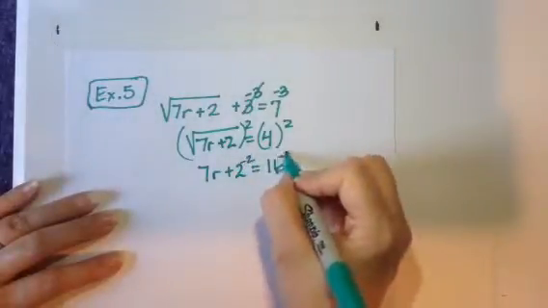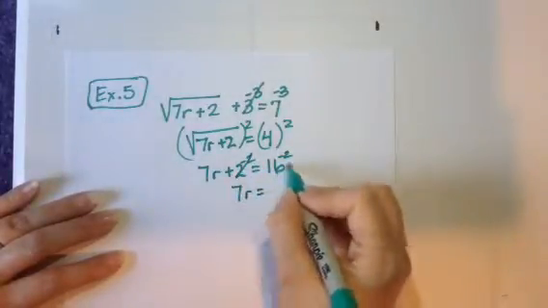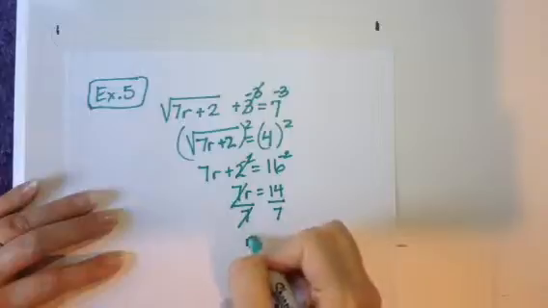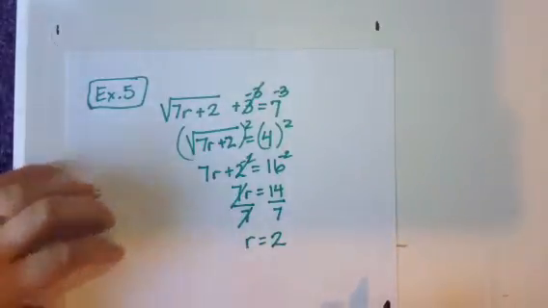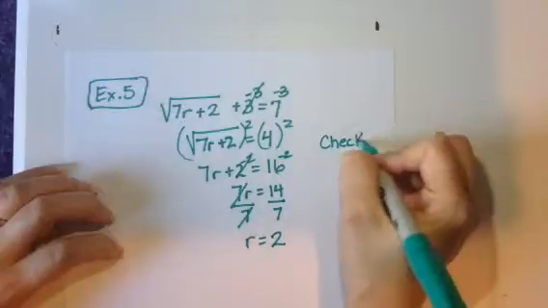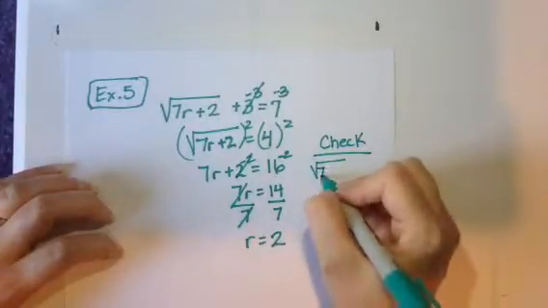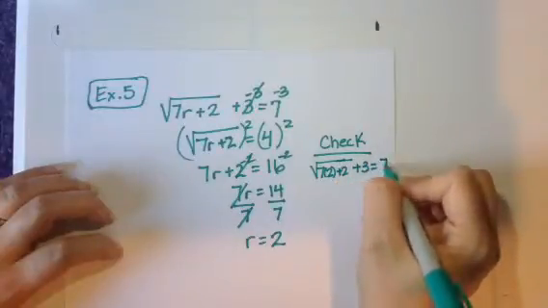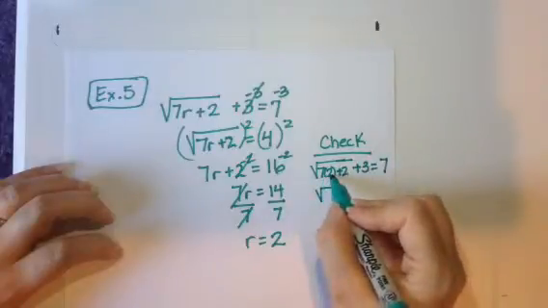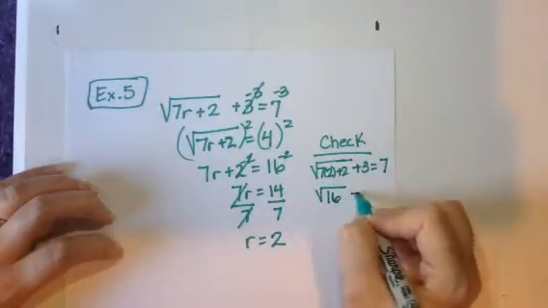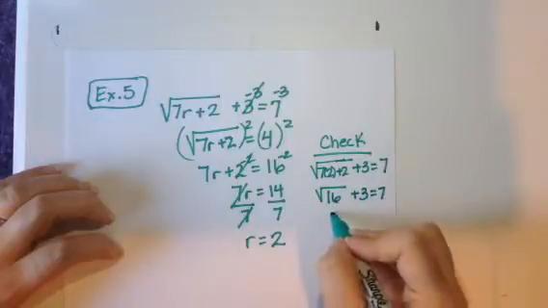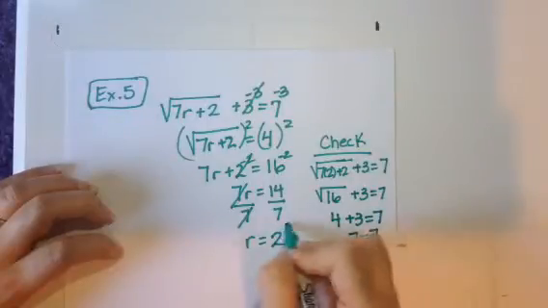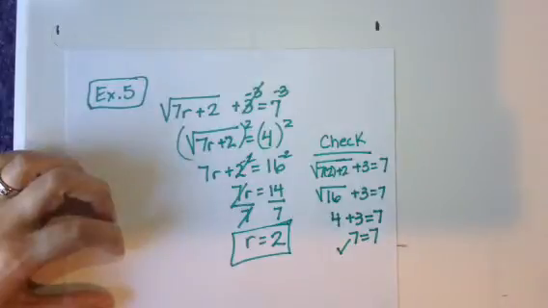Just do the opposite to isolate the variable, to solve for the variable. 16 minus 2 is 14. Divide by 7 on both sides, and I get r equals 2. We do need to check and make sure that it works. So I'm going to say the square root of 7 times 2 plus 2, plus 3 on the outside equals 7. So this would be 7 times 2 is 14 plus 2 is 16, plus 3 equals 7. The square root of 16 is 4 plus 3 equals 7. 7 does equal 7. It does work, and r equals 2 is the solution.